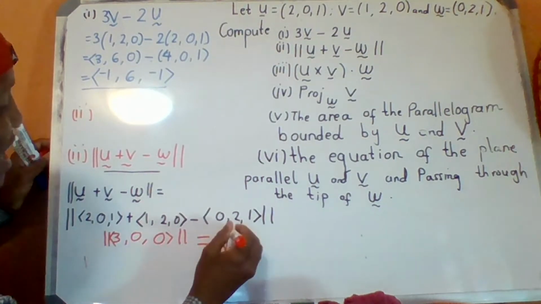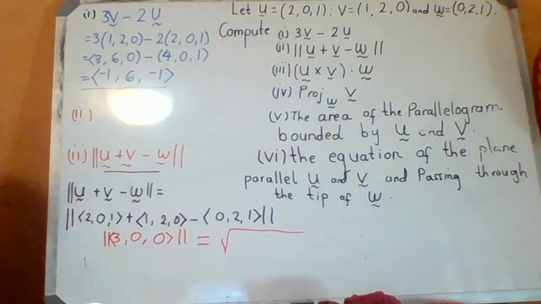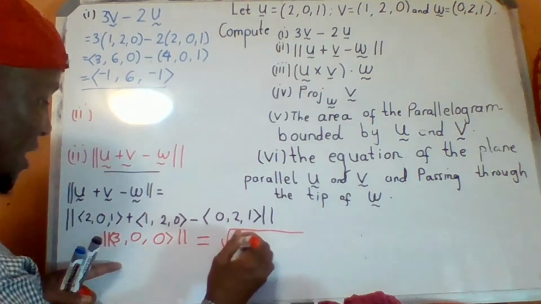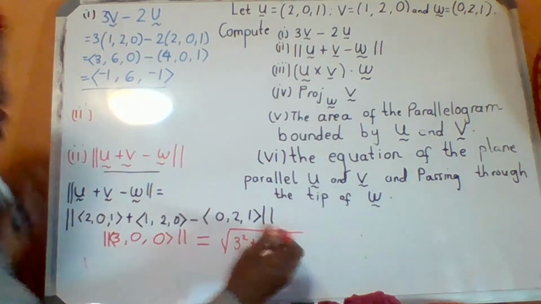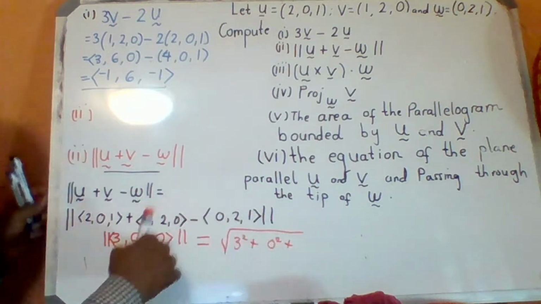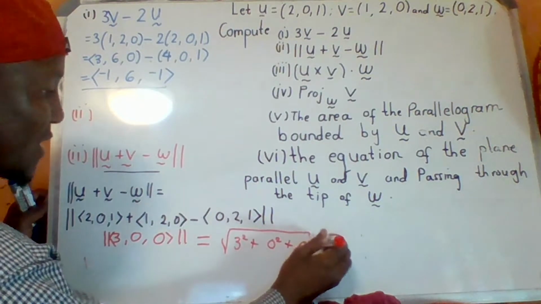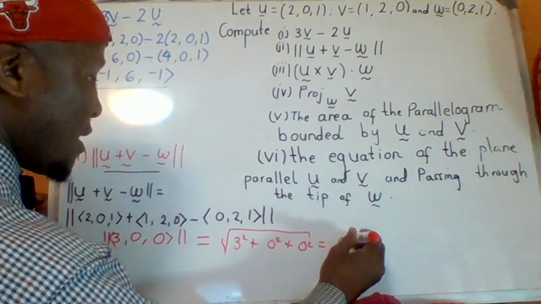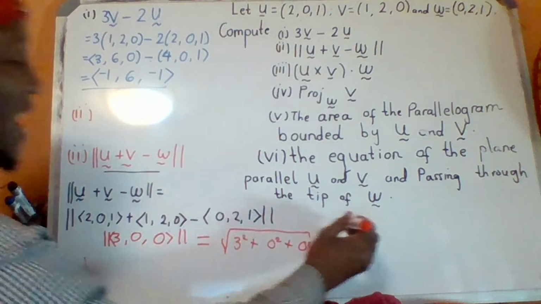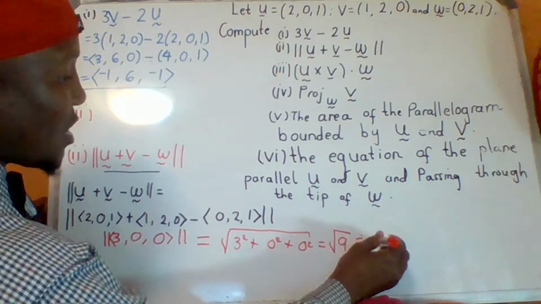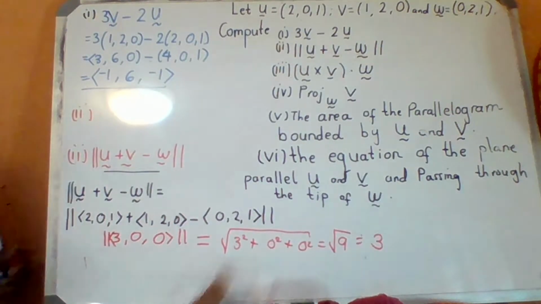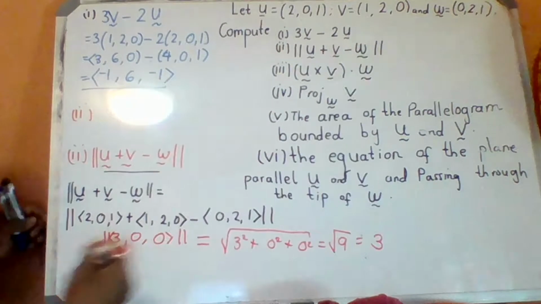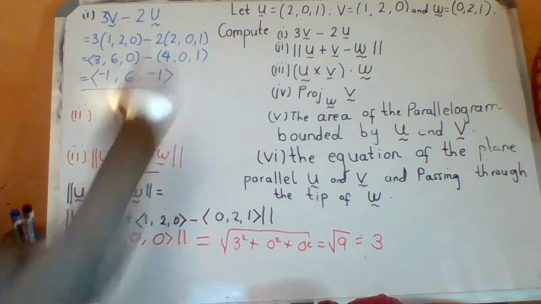How are you gonna get its magnitude? It's easy. You're gonna say square root, because we want to find its magnitude. So 3 squared plus 0 squared plus 0 squared. 3 squared equal to 9, so square root of 9 equal to 3. So the magnitude of the second one equal to 3.